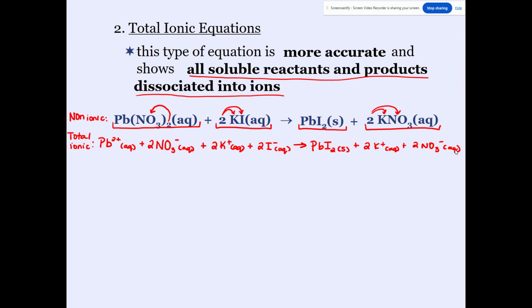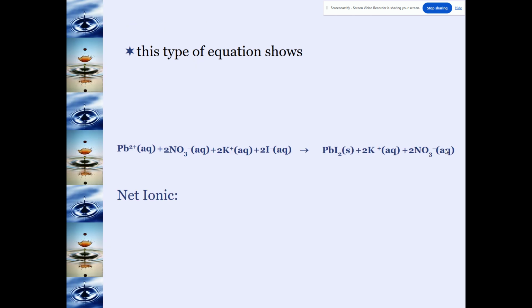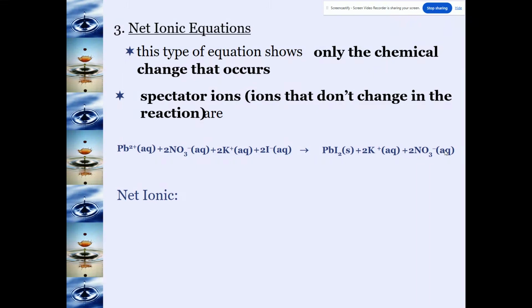It shows more accurately what these substances are really looking like in solution, because in solution, if it's a soluble ionic compound, it's not staying a whole compound. It's splitting into ions. The next step is to write what we call the net ionic equation. The net ionic equation's purpose is to show only the change that's taking place, okay? So any spectator ions, ions that are not changing in the reaction, are canceled.